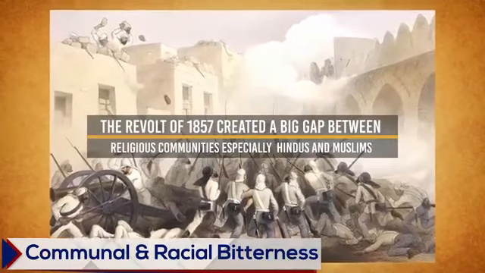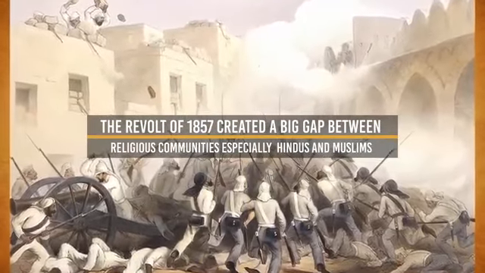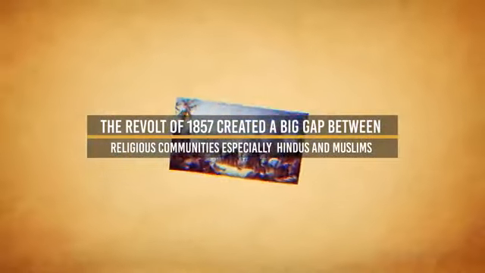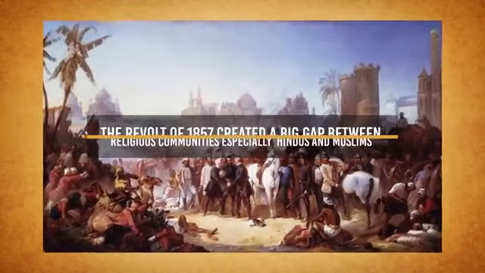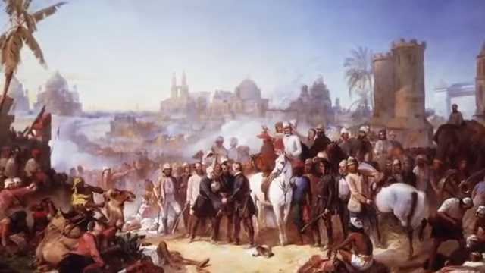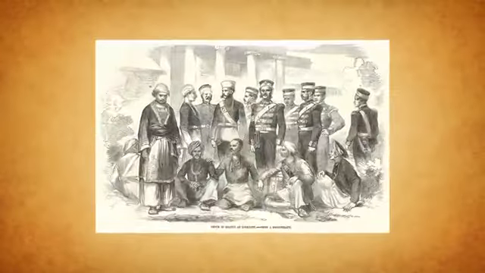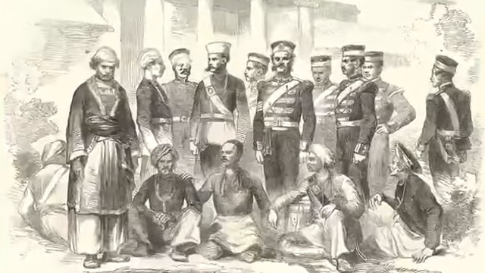The revolt of 1857 created a big gap between the different religious communities in India, especially the Hindus and the Muslims, as each blamed the other for its failure. The Indians, however, developed a deep racial bitterness towards the English and opposed the inferior status granted to them.